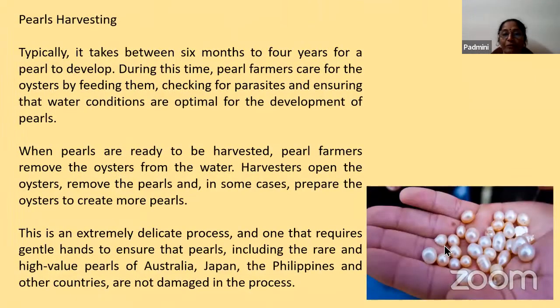Okay, so harvesting. After 15 months or 2 years or 3 years, definitely you want to see what is the result that you have achieved. So this takes between 6 months to 4 years to develop the pearl. And during this time, the pearl farmers take care of the oysters by feeding them. What is the feed that they are going to be given? Because these are filter feeders, they are going to filter the water. They take in the water, filter the water, and whatever microorganisms go inside, they are eating them. So phytoplanktons, mostly algae.